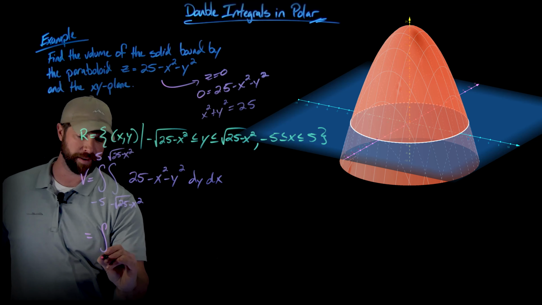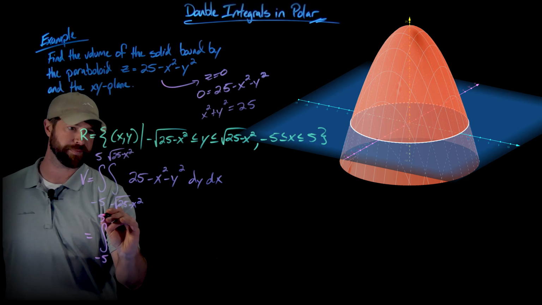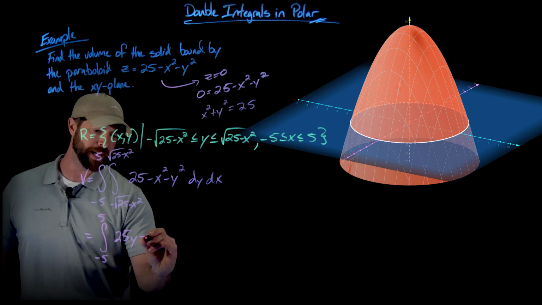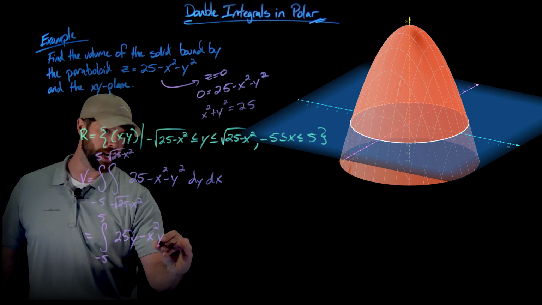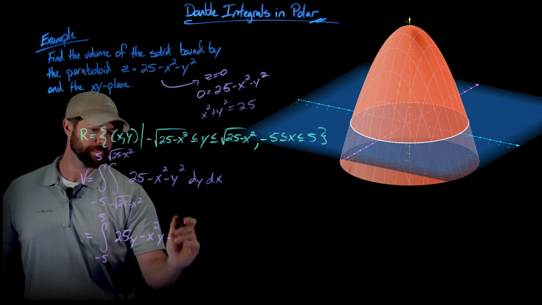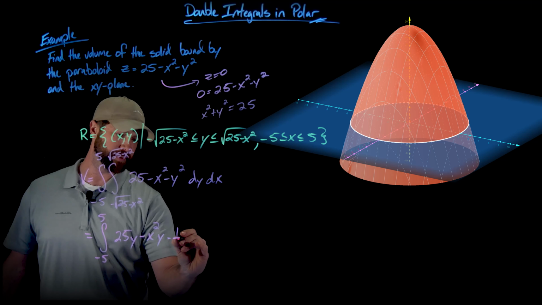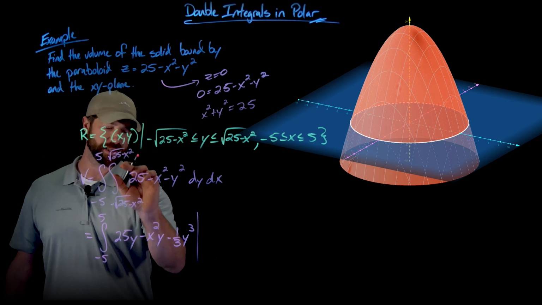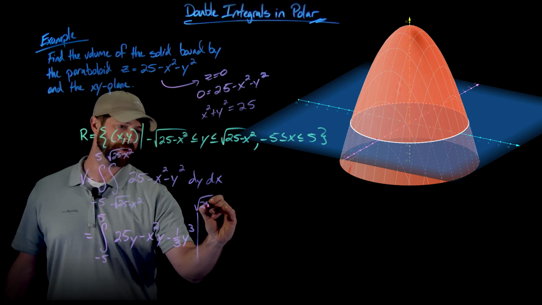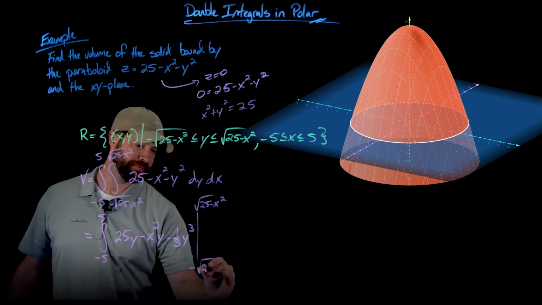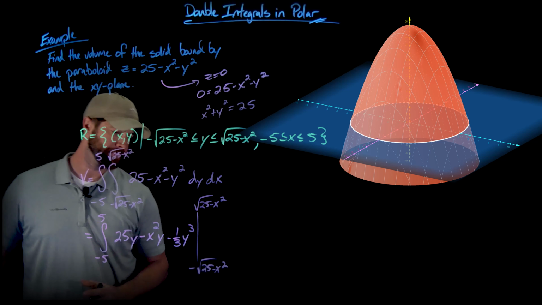So now I'm going to have just the bounds of negative 5 to 5. This will be 25y minus x squared y, and these are both constants, that's why I'm doing it that way, but for the y squared term I'm going to do our normal integration. I'll do 1/3 y cubed, and I'm going to evaluate that at these bounds: the square root of 25 minus x squared, and the lower bound is negative square root of 25 minus x squared.